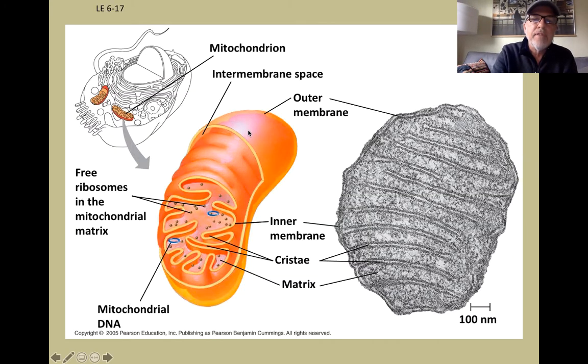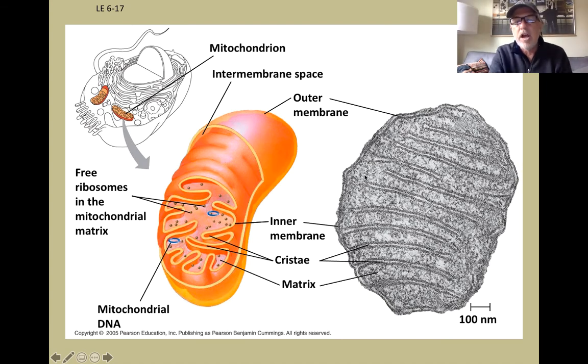Here we have the outer membrane and the inner membrane. So between them is the intermembrane space. And you will notice that the inner membrane is folded inwards. This is what we mean. These are called the cristae. And then inside the mitochondrial matrix, which is this liquid substance on the inside of the mitochondrion, are ribosomes that are floating around, as well as circular mitochondrial DNA.